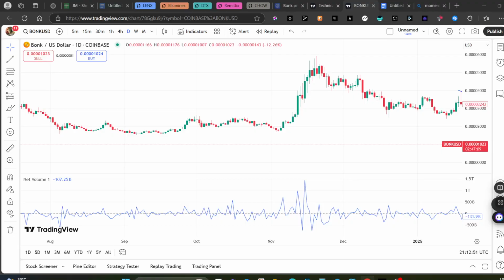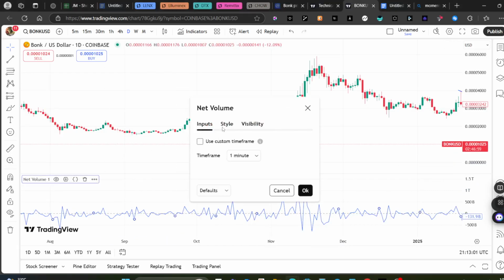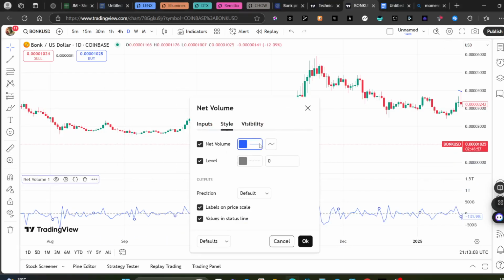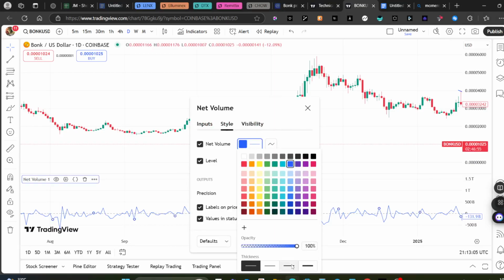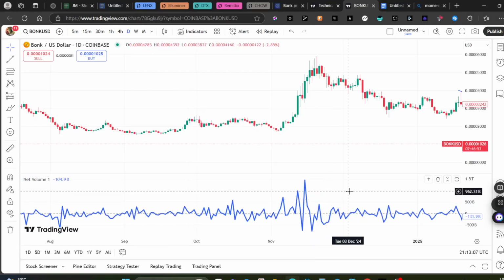In this video, we are just going to be diving into the net volume indicator. Let me just see if I can bolden it a bit. All right, let us work with this. I think it's more visible this way.